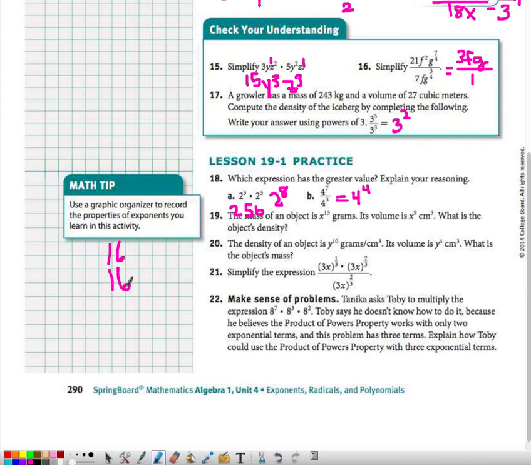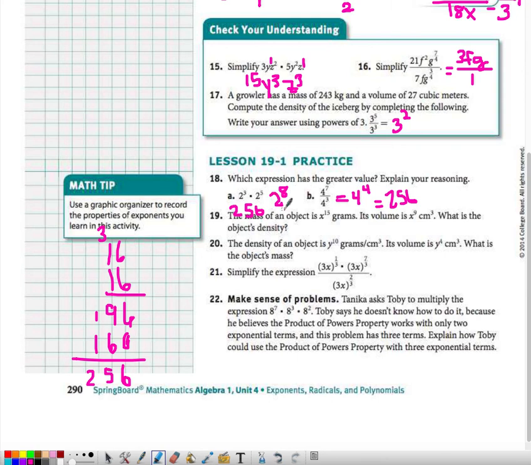16 times 16, so we've got 6, 36, 6 times 1 is 6, plus 3 is 9, 0, 6 times 1 is 6, 1 times 1 is 1, so 6, we've got 5, 1, so 256. So the greater one would be neither, they're both equal.